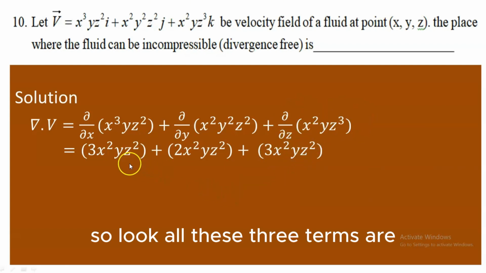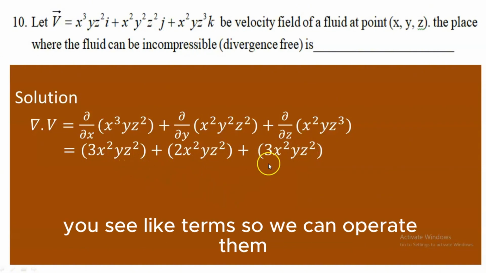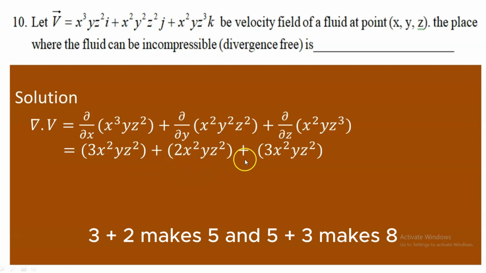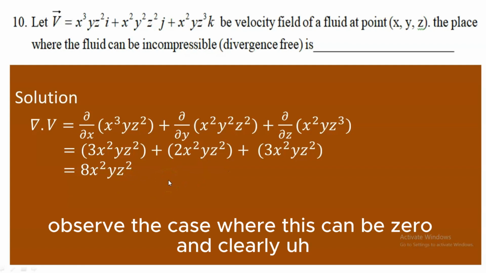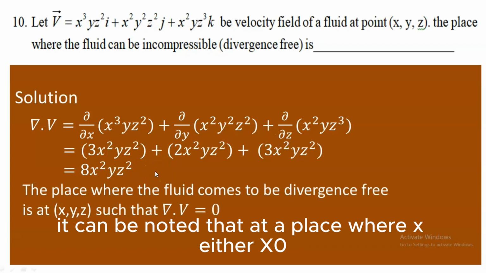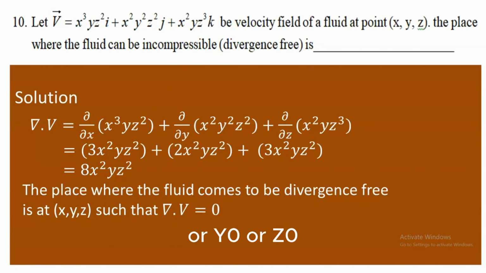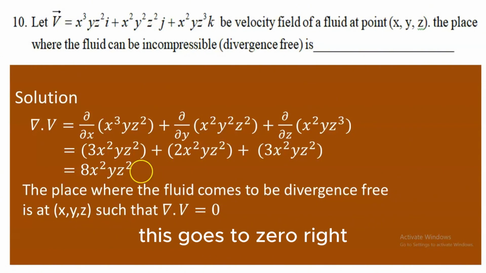squared. So look, all these three terms are like terms, so we can operate them. 3 plus 2 makes 5, and 5 with 3 makes 8. 8x squared y z squared. So we need to now observe the case where this can be 0, and clearly it can be noted that at a place where either x is 0 or y is 0 or z is 0, this goes to 0, right?